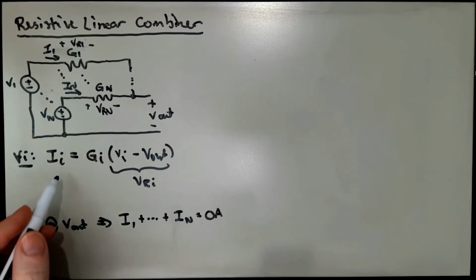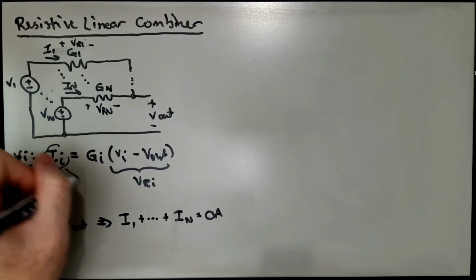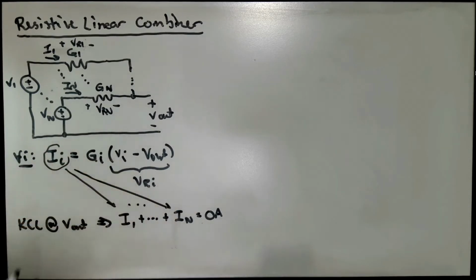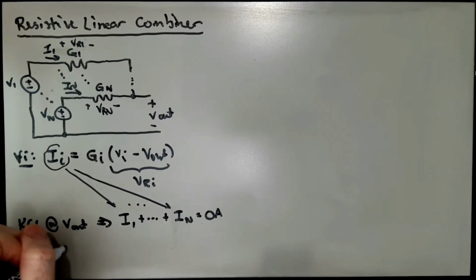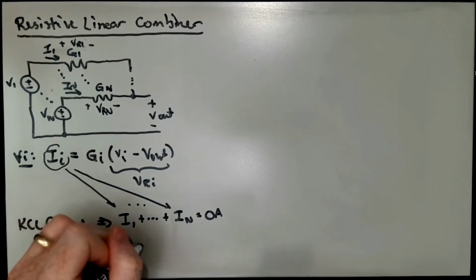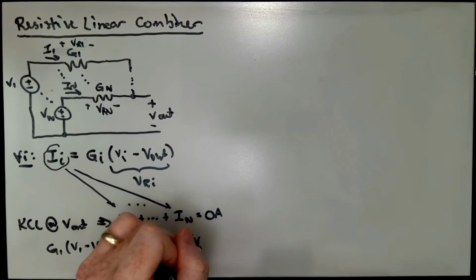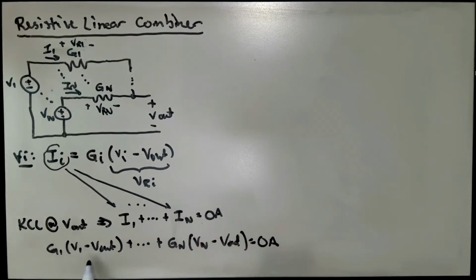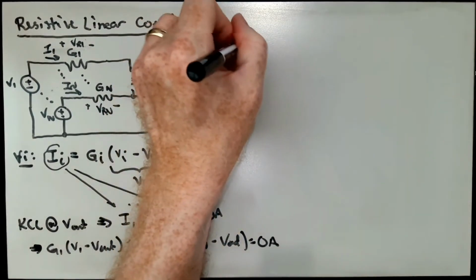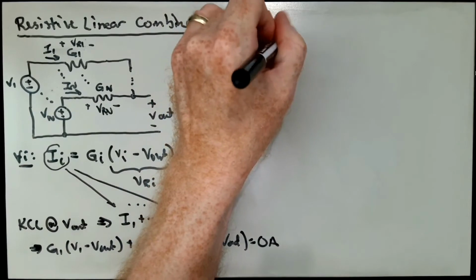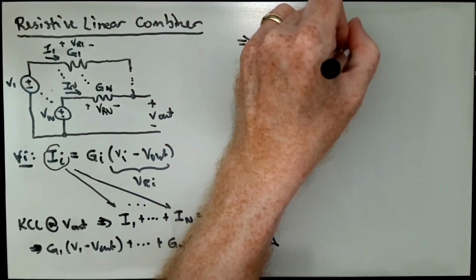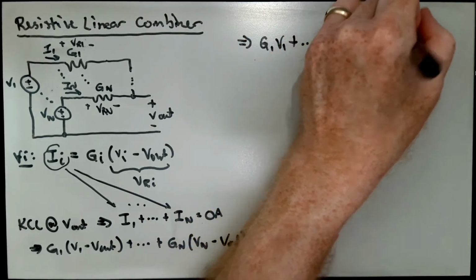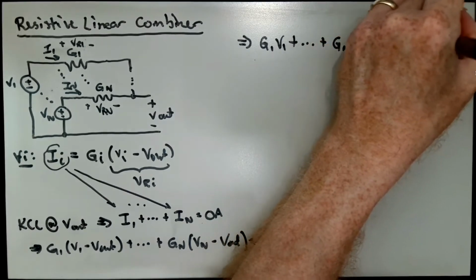And so we can substitute our Ohm's law expressions into our KCL. So if we take this down here, we can find that we have G1 times (V1 minus V out) plus ... plus G sub n times (V sub n minus V out) equals 0. And we can distribute the G sub i into its own parenthesis, and we can collect all of the terms involving V out onto the other side of this equation. And so doing that would give us G1 V1 plus dot dot dot plus Gn Vn is equal to G1 V out plus dot dot dot Gn V out.